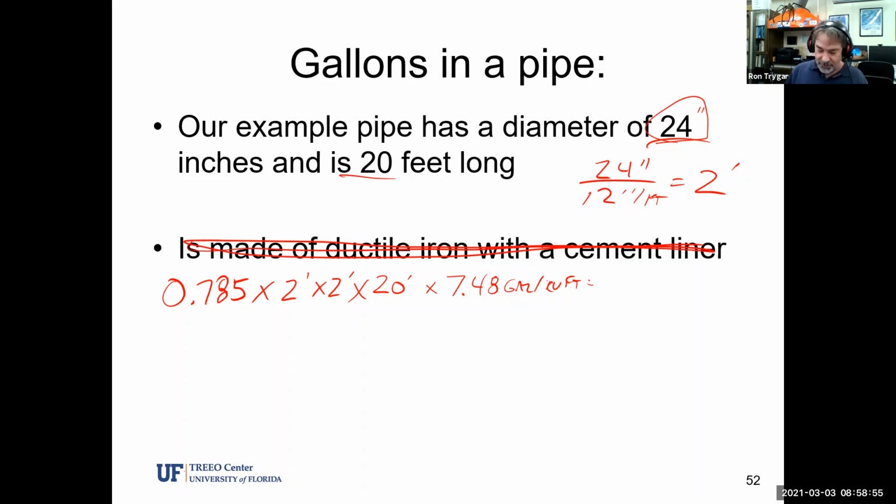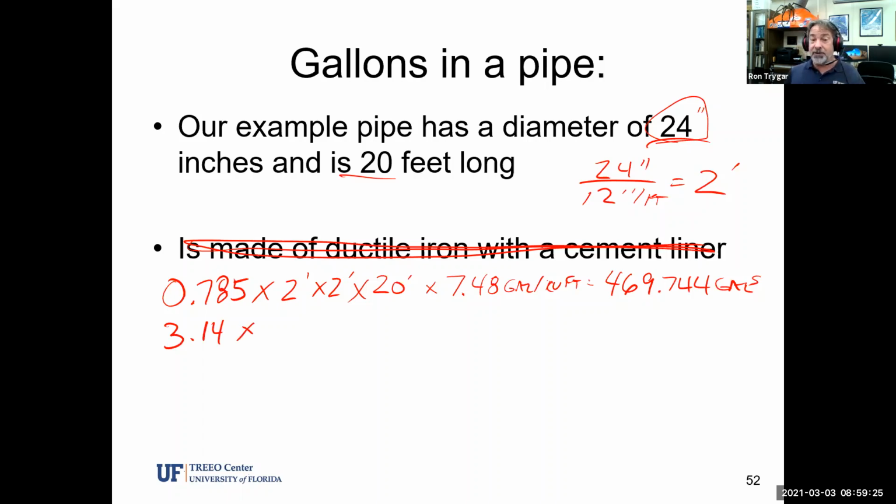I keep, for some reason or other, my brain is going a different direction. And 7.48. And so for gallons in this piece of pipe, I came up with 469.744 gallons. And if you want to try out the 3.14 method, I think that's where I was getting myself a little caught. So the 3.14 method is the pi r squared method.